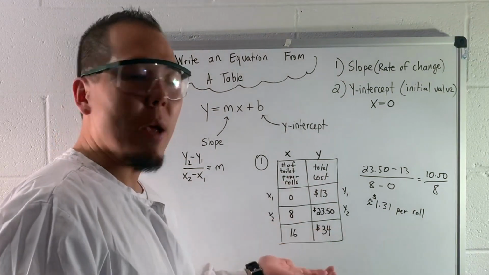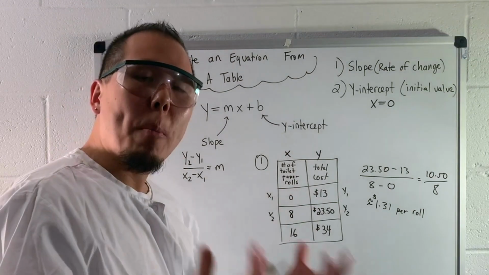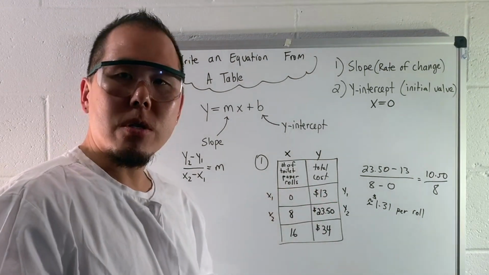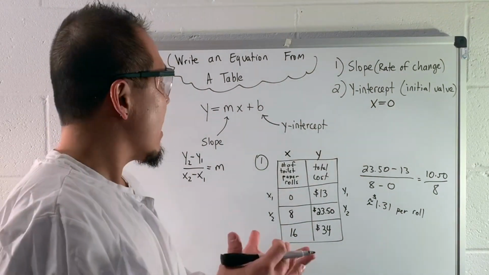Well, if you look at our table, there's an initial cost when you buy 0 paper rolls of $13. How do I know that? Well, the initial value is when x is equal to 0. Where does that come from?